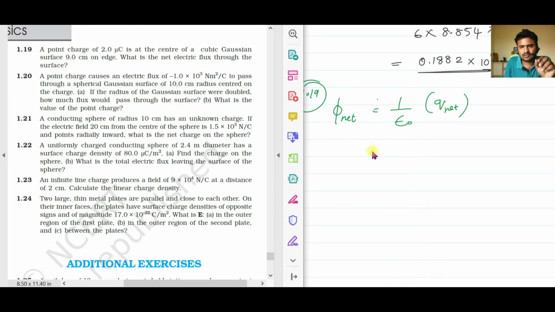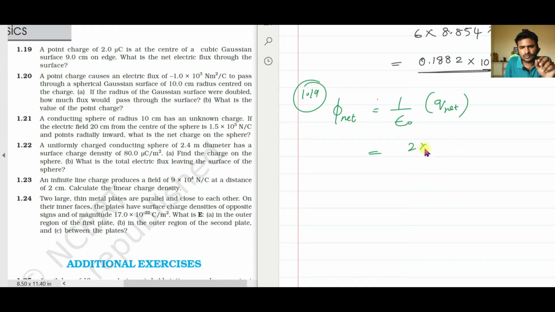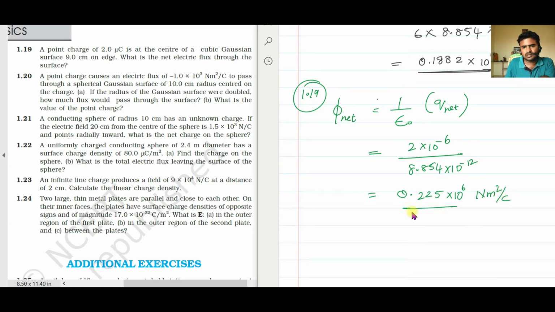So directly, the net charge is 2 microcoulomb, 2 into 10 to the power of minus 6, divided by epsilon naught. Again, the side doesn't matter. They said it is 9 centimeter on edge. It doesn't matter whether it's 9 centimeter, 10 centimeter, or 20 centimeter. So the total flux through the entire cubical surface is going to be 1 by epsilon naught times the net charge present within it. So 8.854 into 10 to the power of minus 12. Upon simplification we get 0.225 into 10 to the power of 6 Newton meter square per coulomb. So that is our answer.